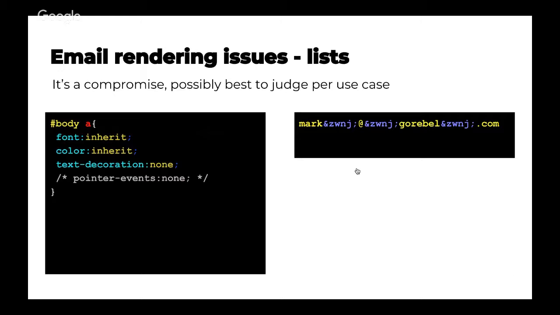Another solution is to use zero width non-joiners. So that's ampersand ZWNJ semicolon. It's a zero width, so it's not going to affect the layout of the text. When it renders, it will still look normal. But as the email client is scanning through the code, it won't recognize that example I have there as an email address because it's broken up by these zero width non-joiners.